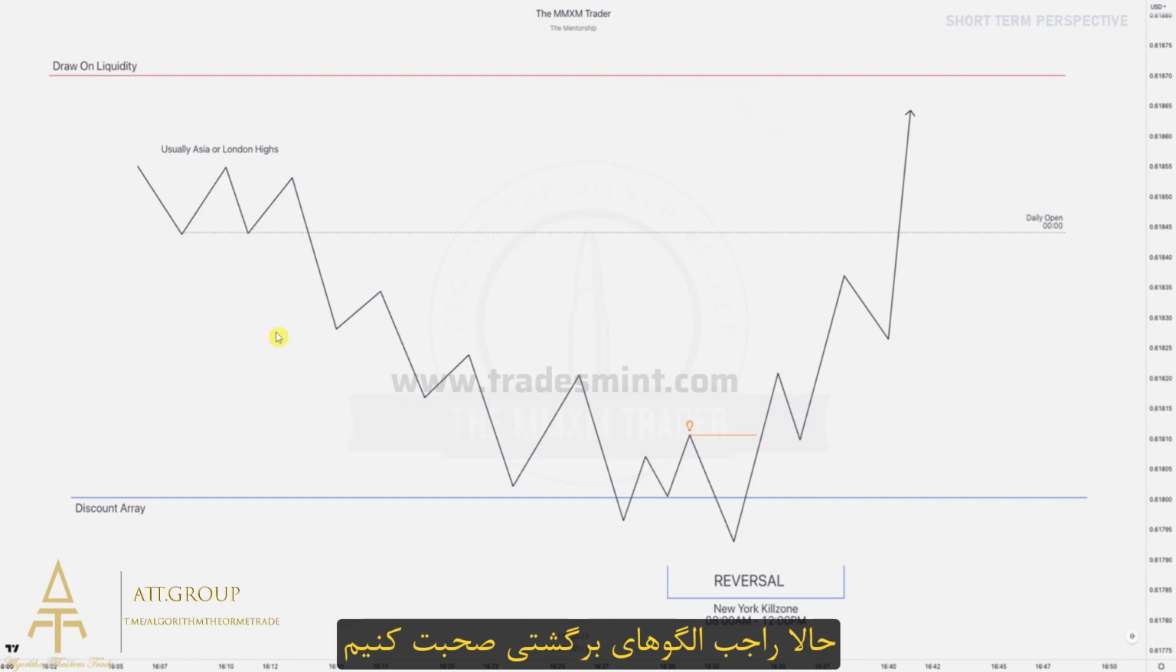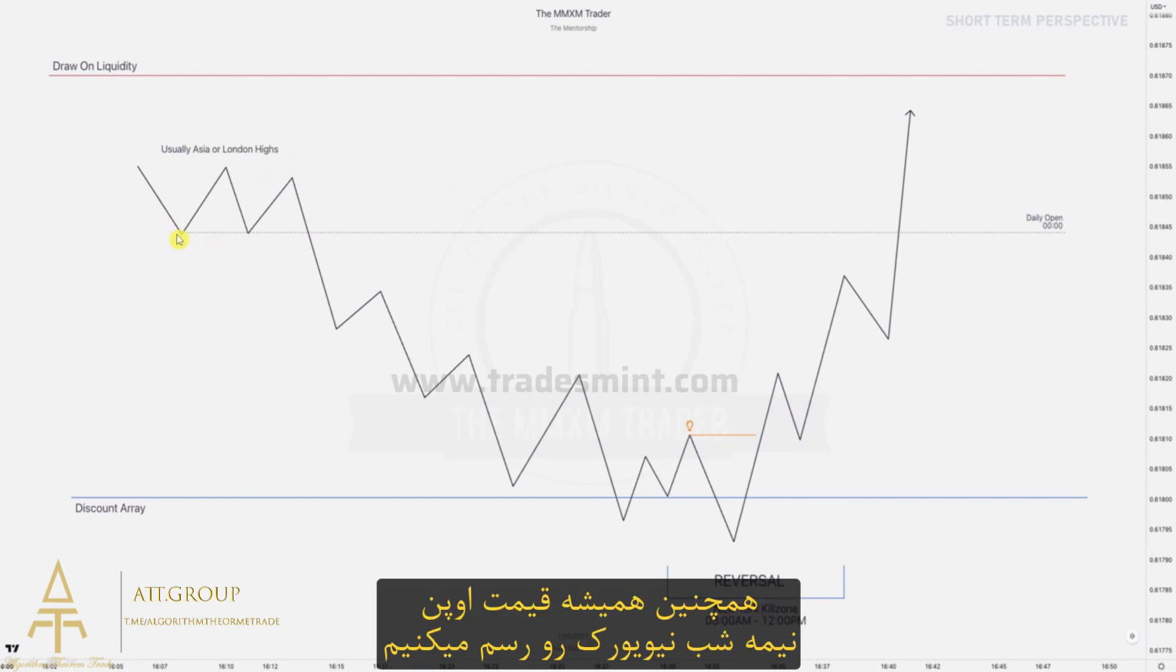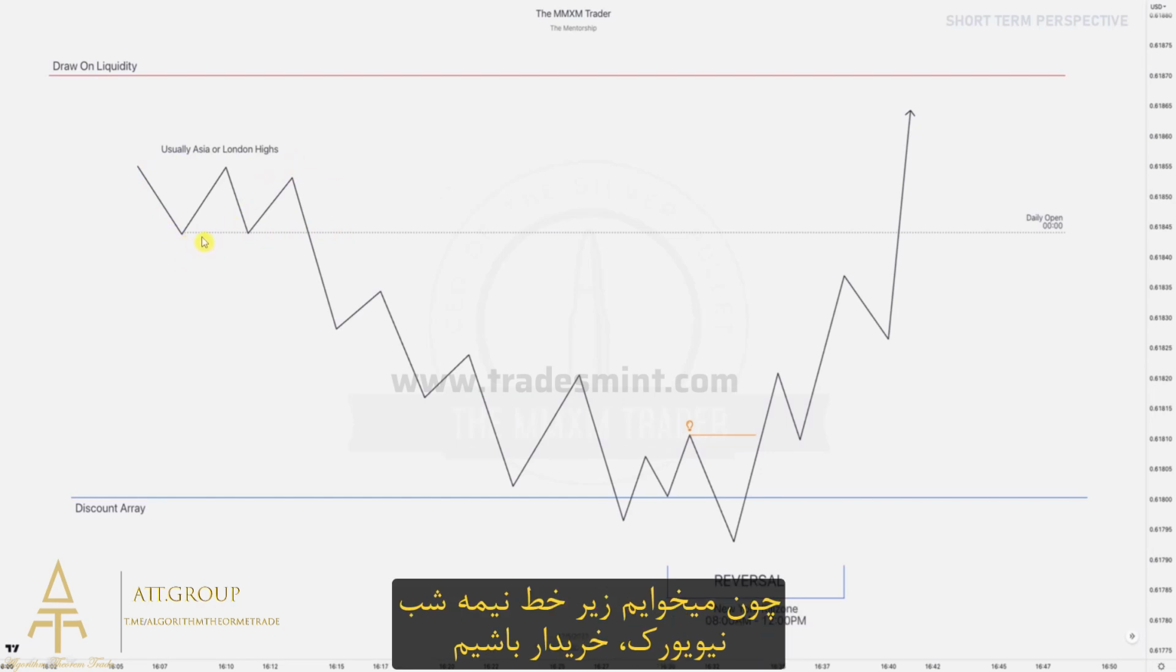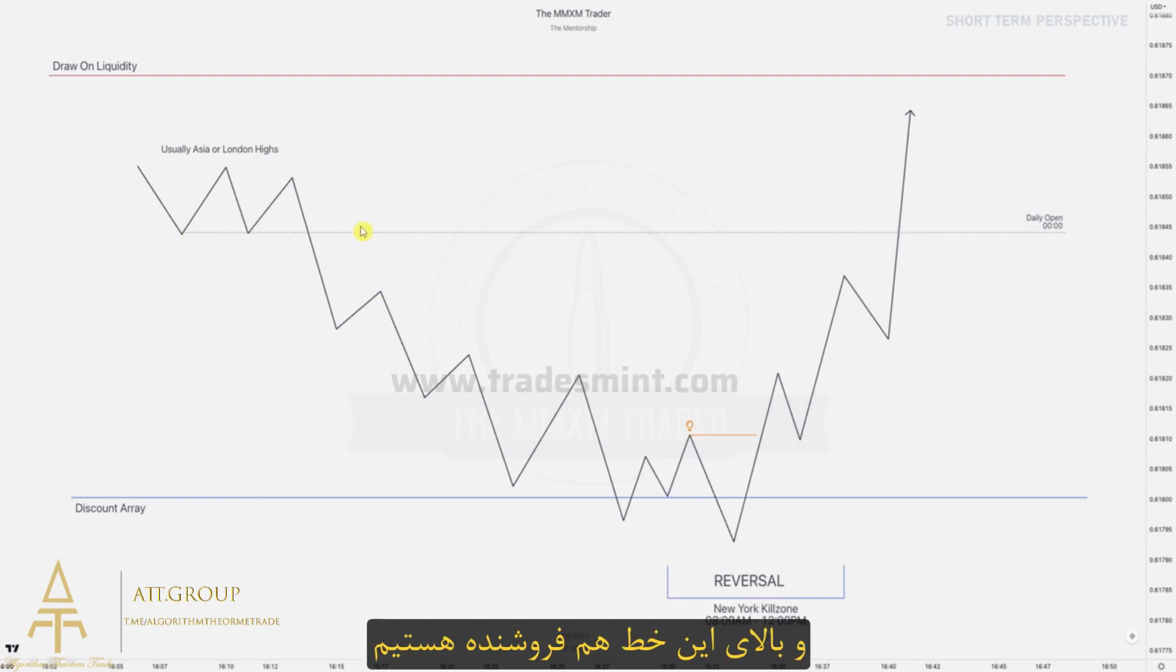Right, let's talk about that reversal pattern. Now, this looks like a market maker buy model, right? We have that original consolidation over here, and also we always draw out our New York midnight opening price, right? Because we want to be a buyer below this timeline, at New York midnight opening price, and we want to be a seller above it.